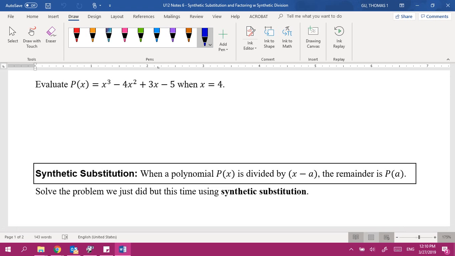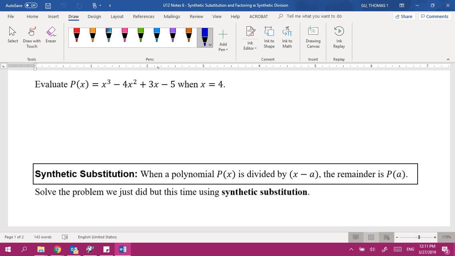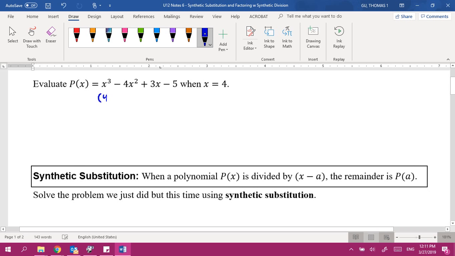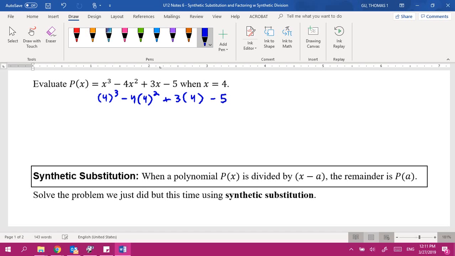How would I solve this problem? Put in 4 for all the x's. Right, replace all the x's with 4. So let's do that. 4 cubed minus 4 times 4 squared plus 3 times 4 minus 5. Right. We're solving for when x is 4. We just plug in 4 for all the x's, and then we just have to solve it out.